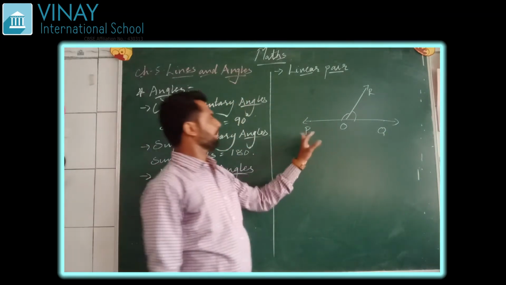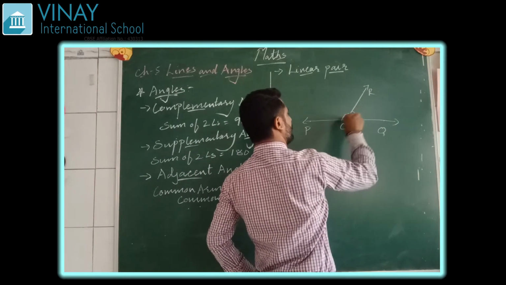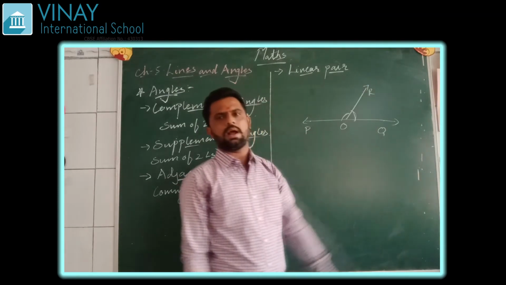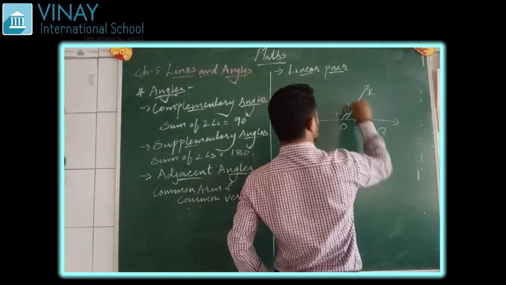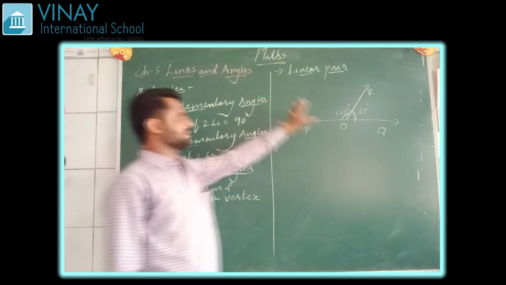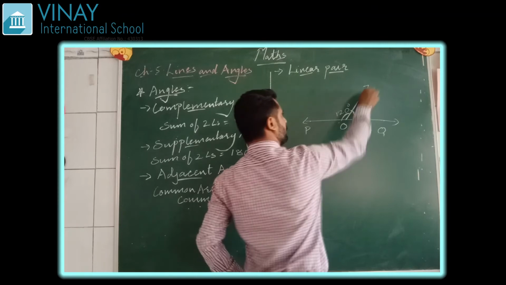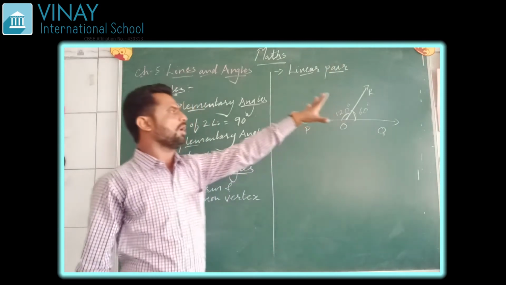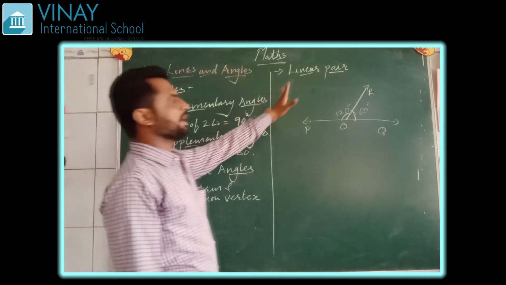Now just look at this figure. Angle POR and angle QOR are adjacent angles, and if one is 120 and the other is 60, they are supplementary also. It means that if two angles have the same common arm and common vertex, and if the sum of the two angles is 180 degrees, they are known as a linear pair.